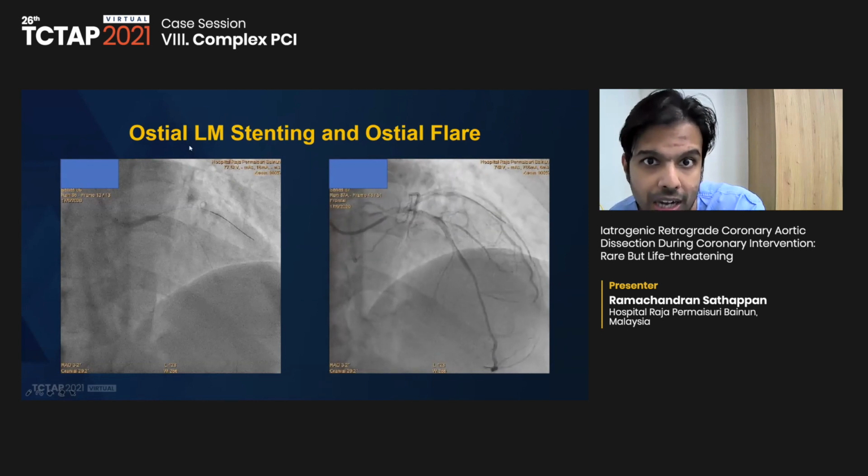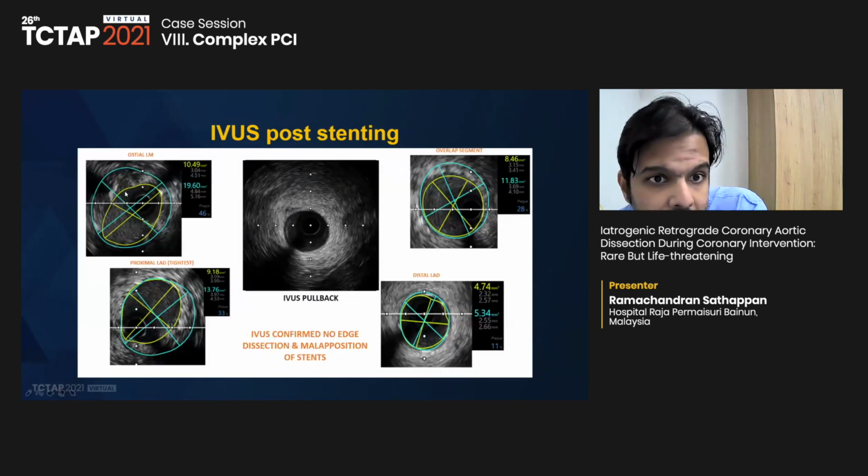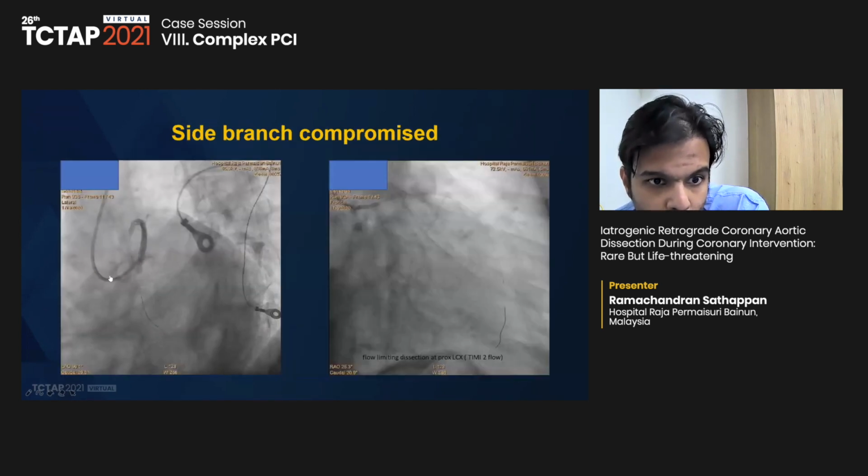Then we proceeded with the post-stenting IVUS run. And as you can see here, the MSA over the left main was about 10.5. The LAD was about 9.18. In fact, the overlap segment was well apposed here. IVUS confirmed no stent edge dissection or malapposition. So we were quite happy. And then we pulled out the circ wire and took a cine.